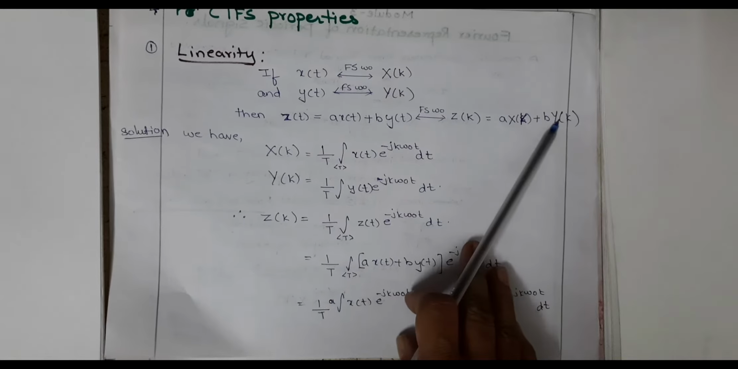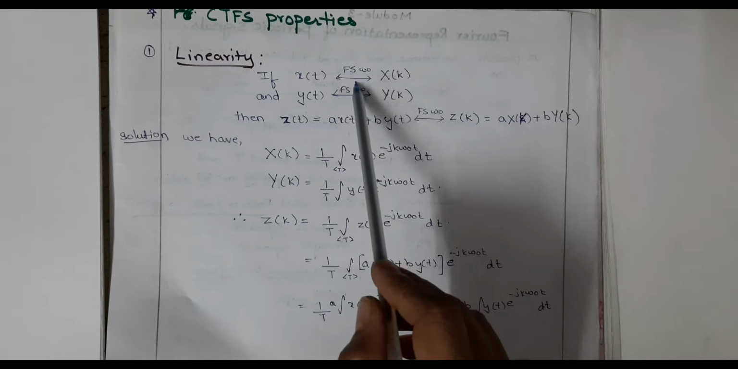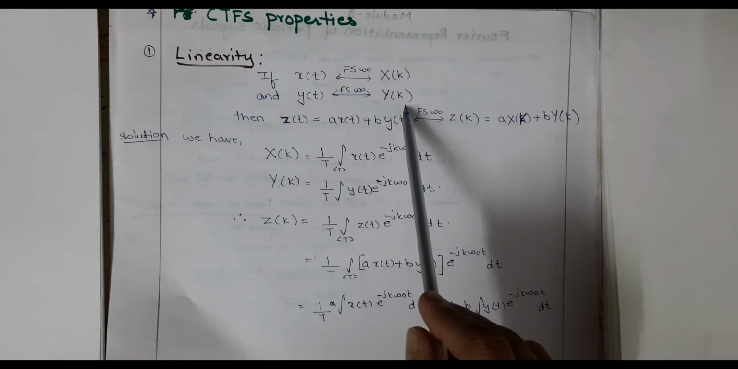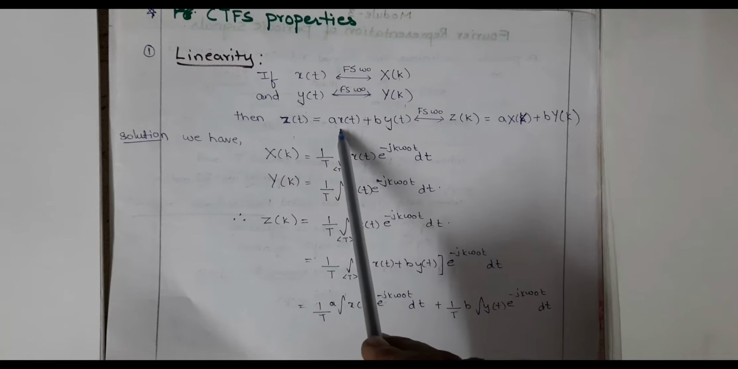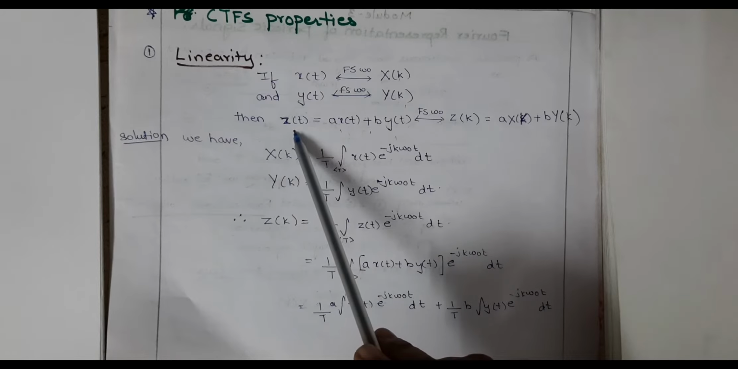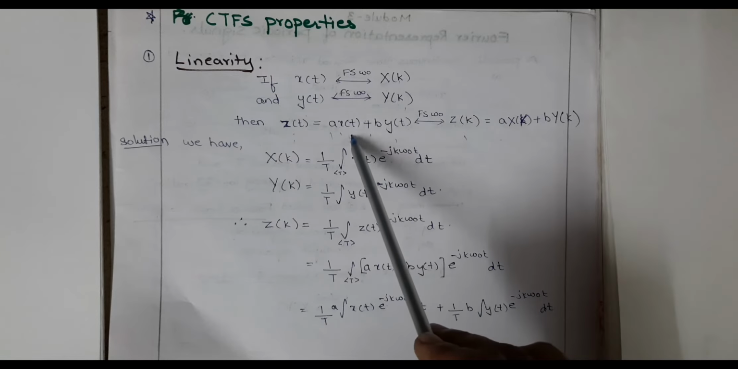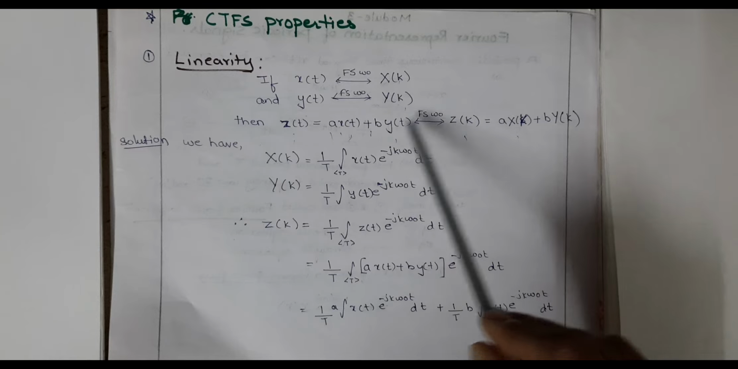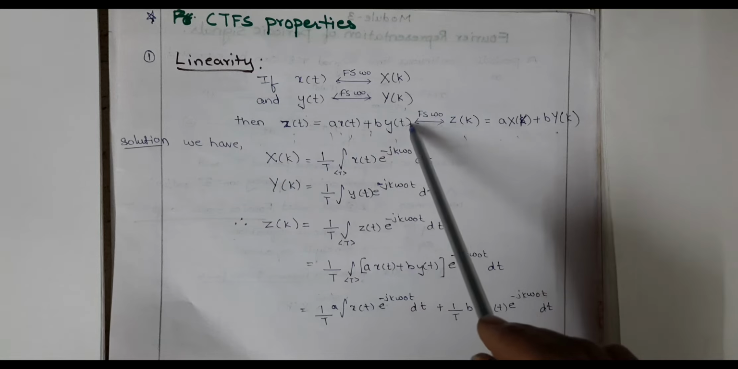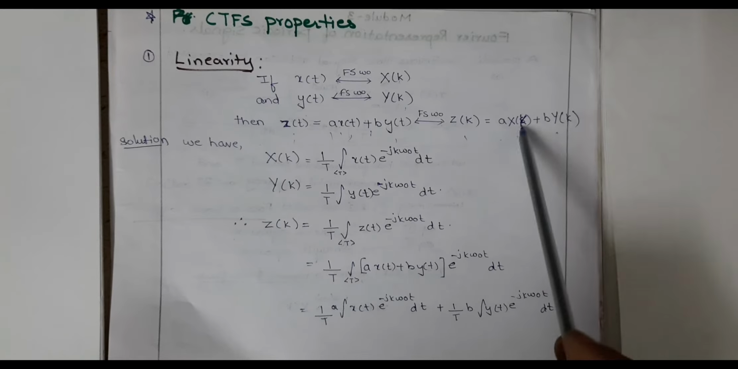First property is linearity. If x(t) Fourier series is X[k], and if y(t) Fourier series representation is Y[k], then z(t) is equal to a into x(t) plus b into y(t). Let us take z(t) Fourier representation is Z[k], where a and b are constants, then Z[k] is a into X[k] plus b into Y[k]. So now let us prove this, that the Fourier series of this one is this equation, LHS is equal to RHS.